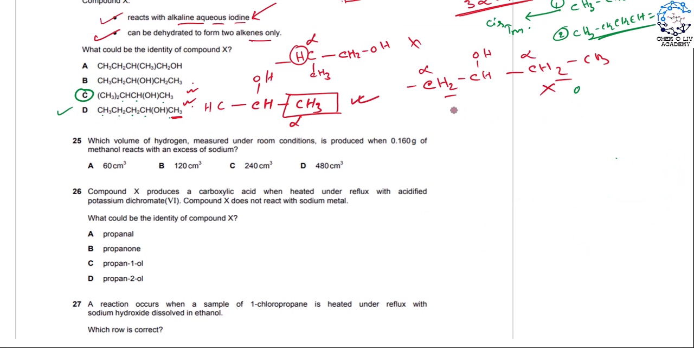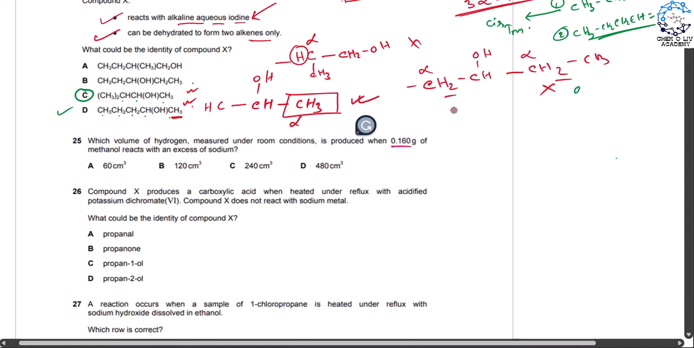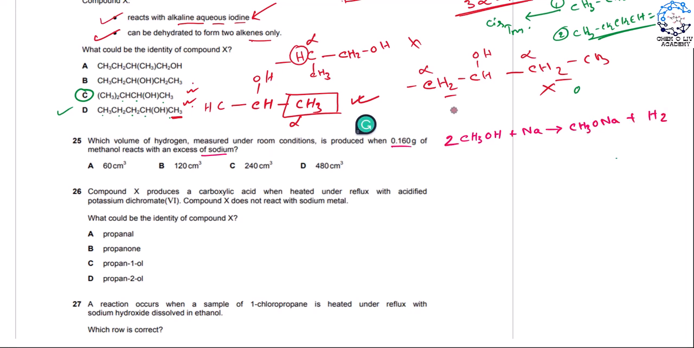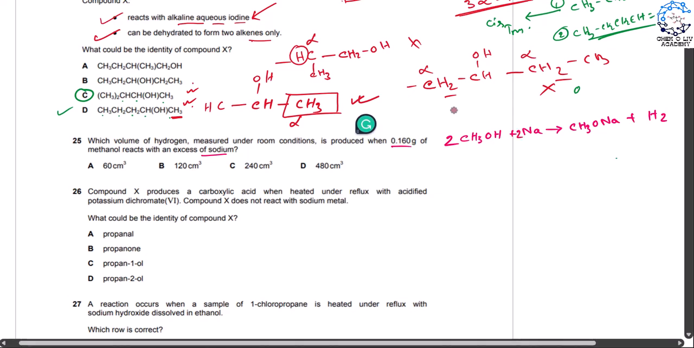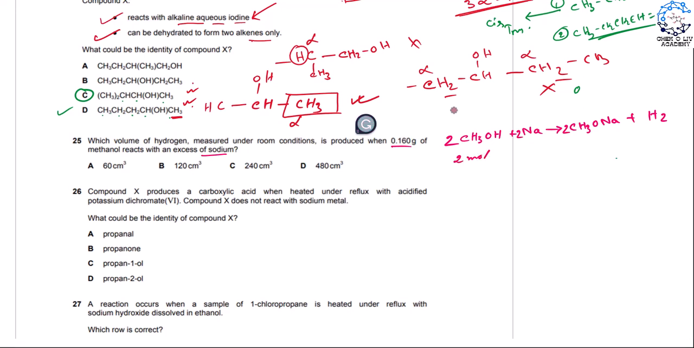The next question is, what volume of hydrogen, measured under room conditions, is produced when 0.16 gram of methanol reacts with excess of sodium? Okay, let's write the formula. Methanol, so CH3OH. Very simple. It's a mole concept question. Plus sodium, it's going to form CH3ONa plus hydrogen H2. Now we need to balance the reaction. So 2CH3OH, 2Na, this is also 2 and this is 1. So from the equation I can see 2 moles of CH3OH is going to form 1 mole of hydrogen.